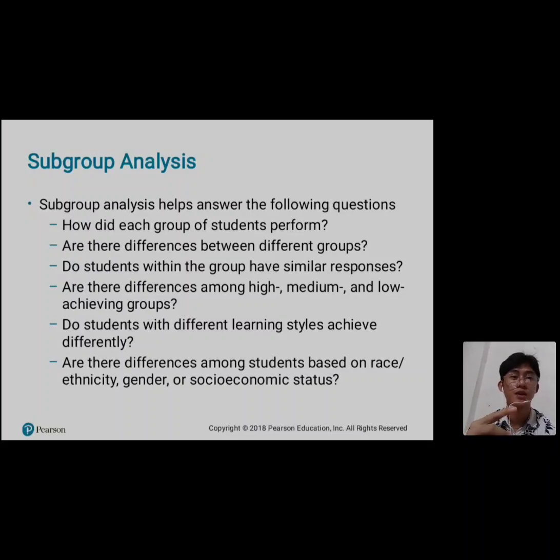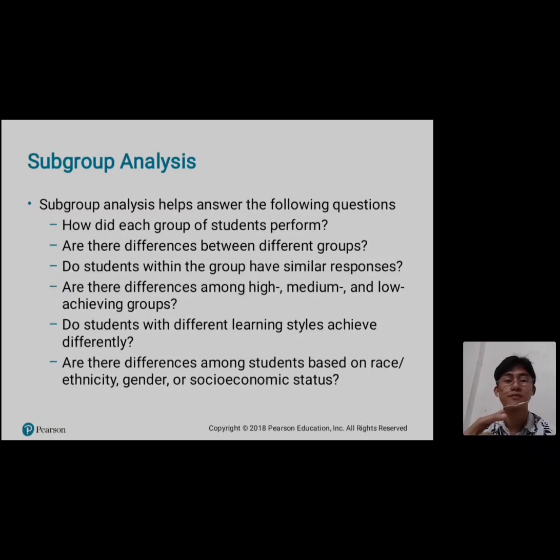Do students within the group have similar responses? Of course, yes, they have similar responses, because the students have different levels of understanding, different levels of interpretation. That's why the teacher must expect that the groups don't have the same responses.